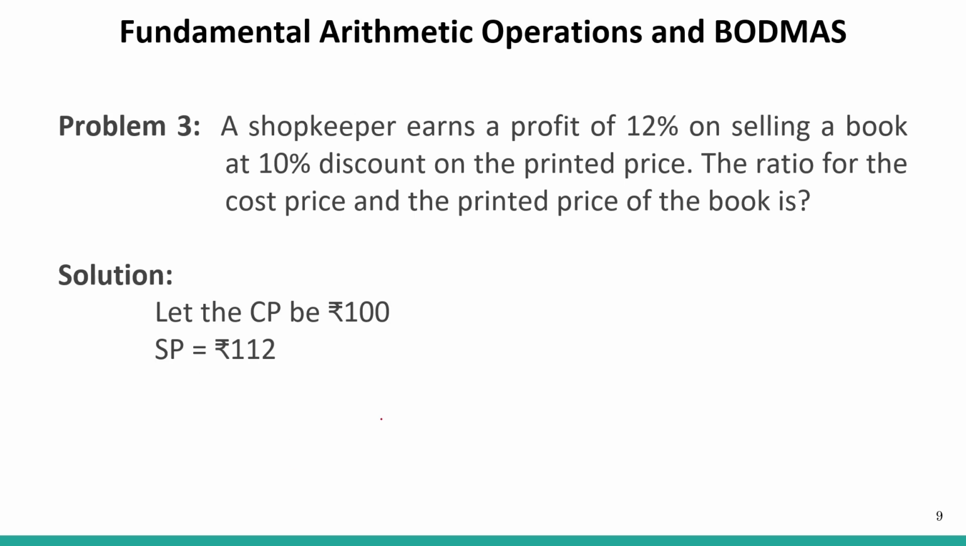So let the cost price be 100. We assumed this in order to make the calculations easy. So what will be the selling price? Since the shopkeeper earns a profit of 12%, the selling price must be 112.